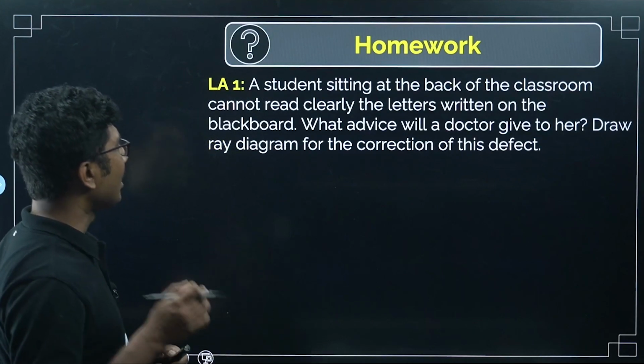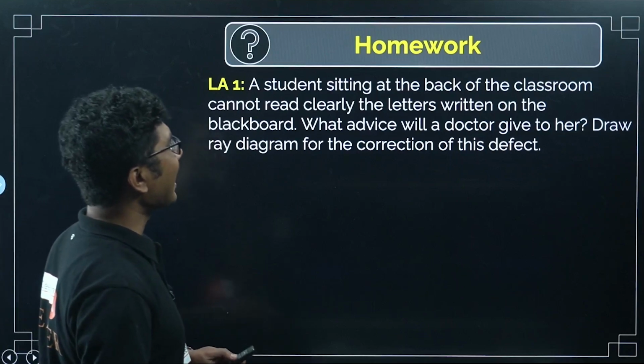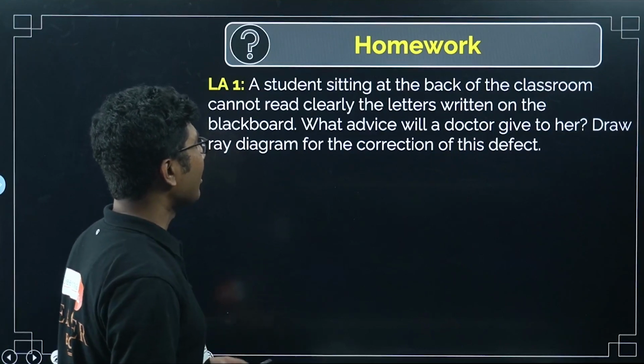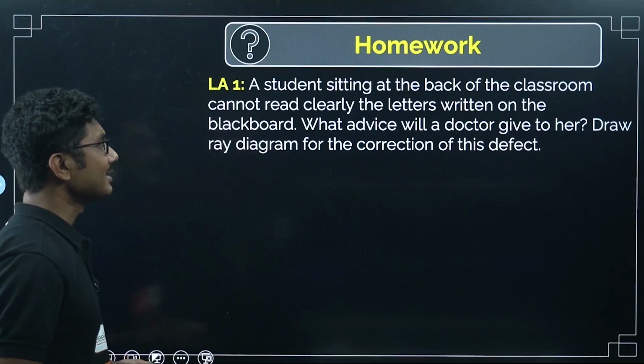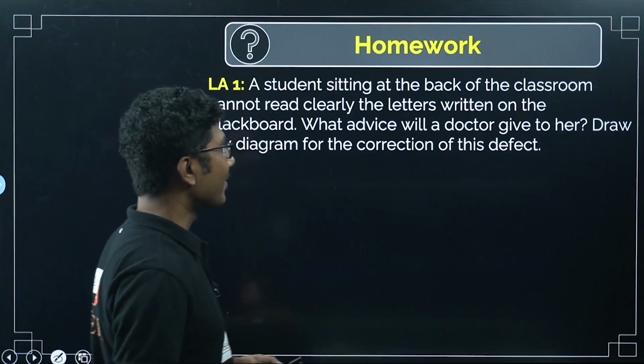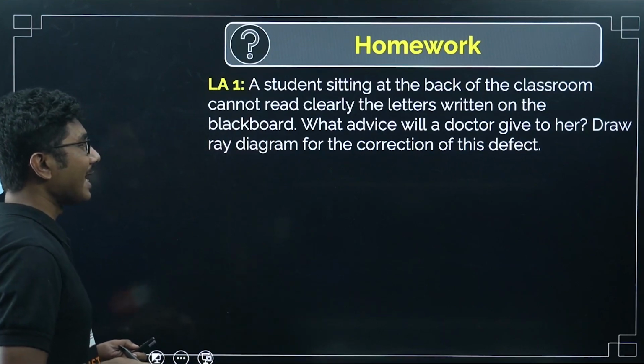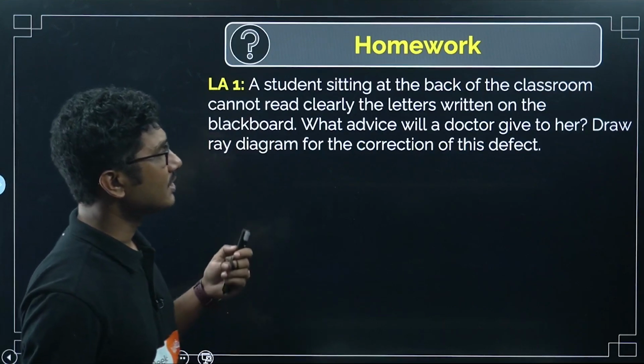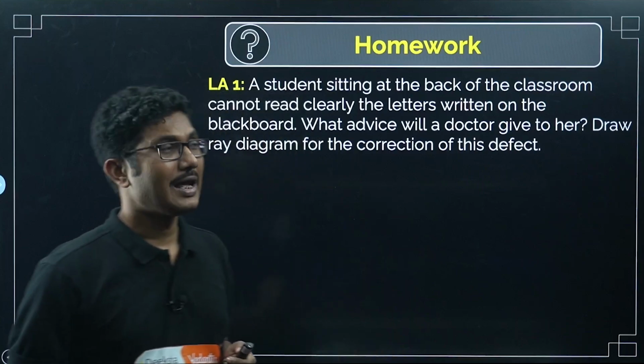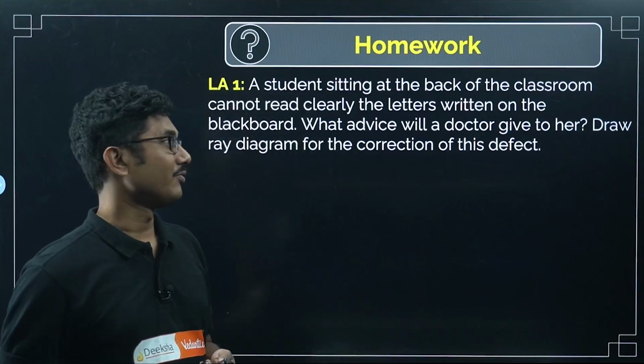Now next question, one long answer type question. A student sitting at the back of a classroom cannot read clearly the letters written on the blackboard. What advice will a doctor give her? So this is also a case based question. Draw a ray diagram for the correction of this defect. So you have to identify this defect and then draw the ray diagram for that.